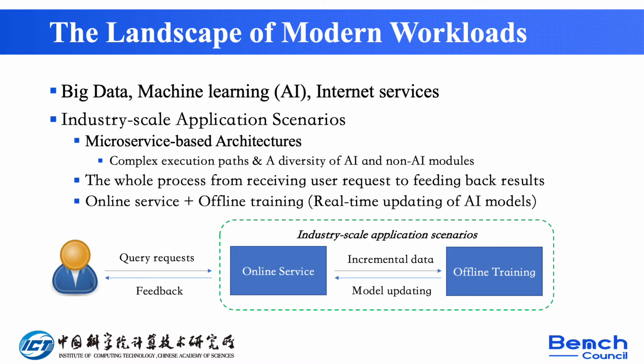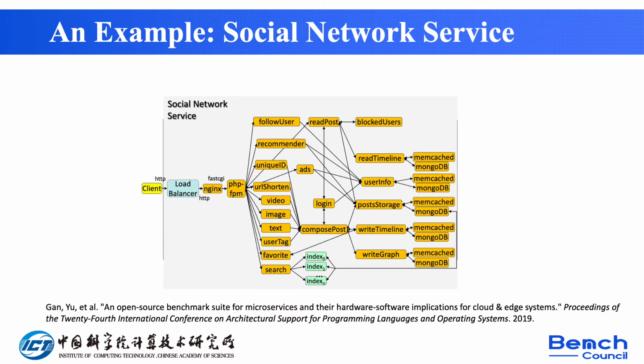In addition, microservice-based architectures have long and complex execution paths, containing the whole process from receiving user requests to feeding back results. A microservice-based architecture contains various AI and non-AI modules and consequently forms long and complicated execution paths. Previous AI benchmarking work provides a few macro or component benchmarks and fails to model an industrial-scale application scenario's overall critical path. This figure illustrates the complexity of a modern end-to-end application.